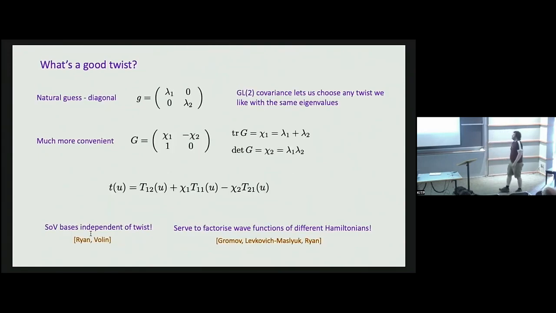Okay? So why is this a particularly nice twist? Well, what we discovered in my very first paper ever was that the separated variable basis which you construct using this twist is independent of the twist eigenvalues. Okay? What this means is the SOV basis is independent of twist. You can actually factorize wave functions corresponding to different Hamiltonian systems, for example, different spin chains which are related by different choices of twist.